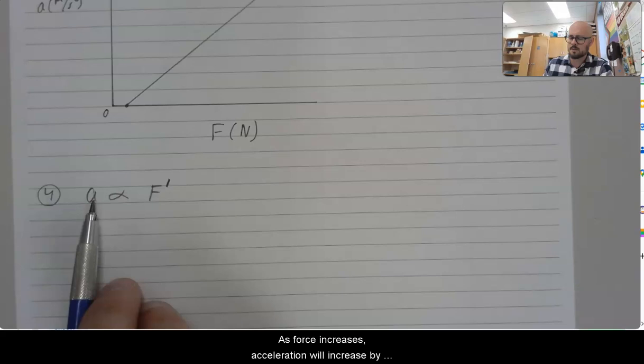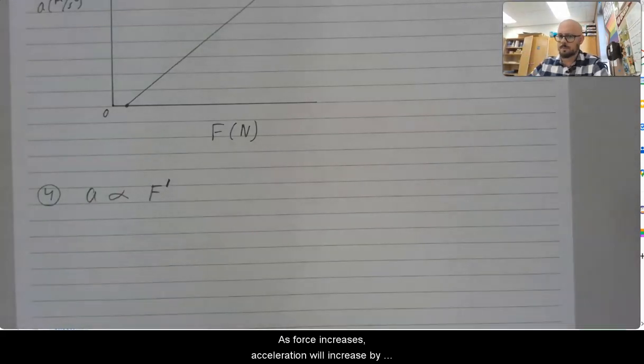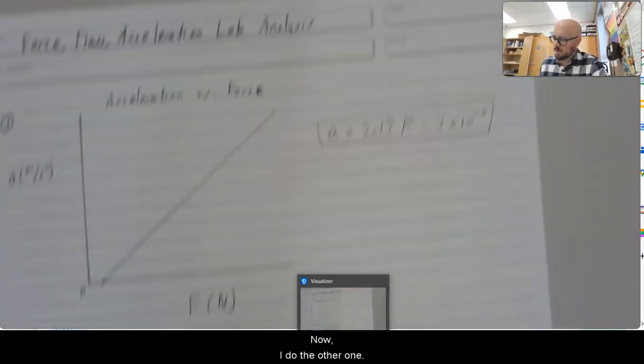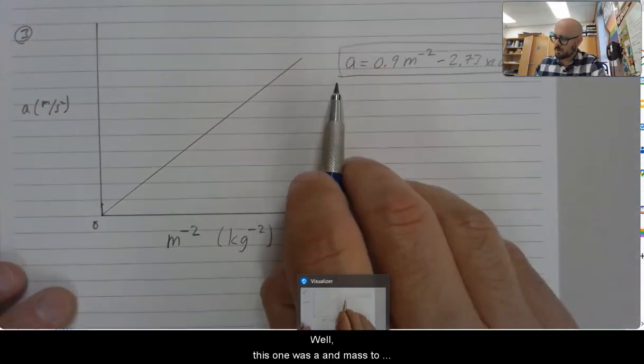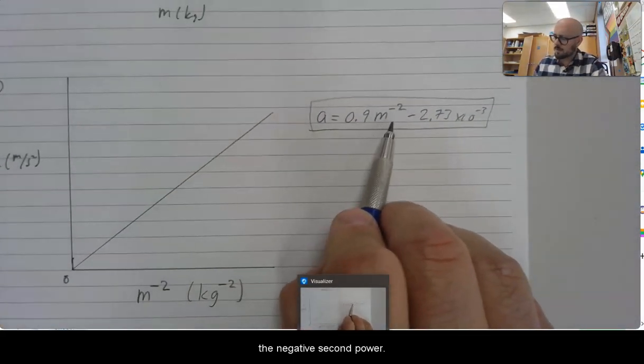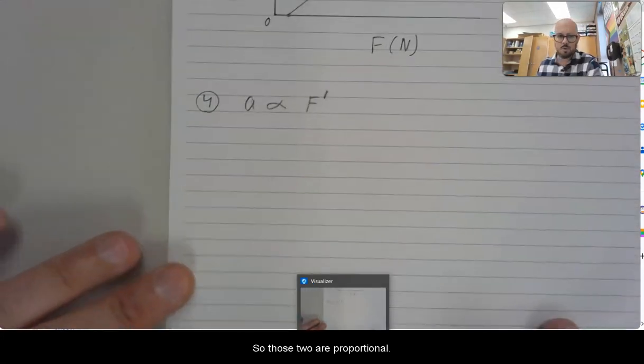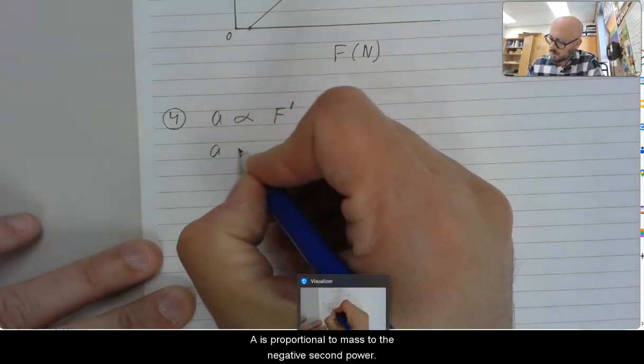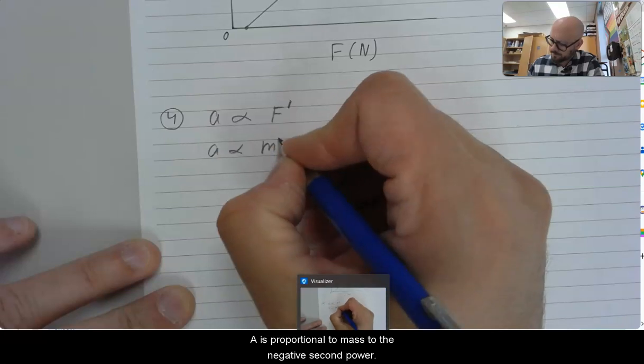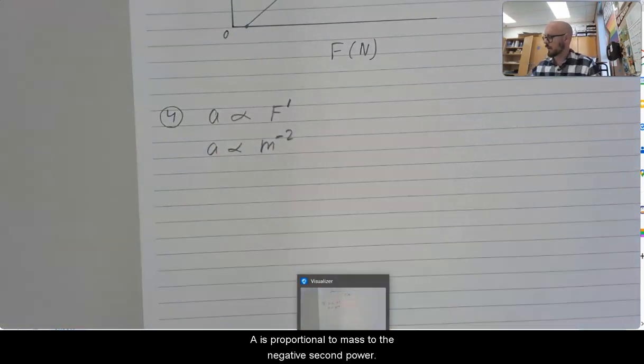As force increases, acceleration will increase by the same factor. Now I do the other one. Well, this one was A and mass to the negative second power. So those two are proportional. A is proportional to mass to the negative second power.